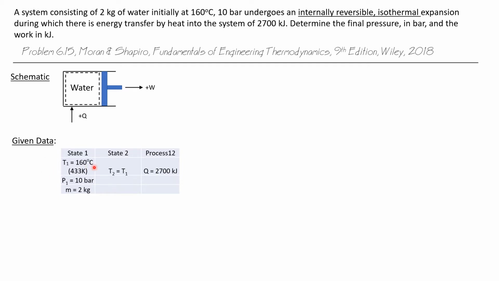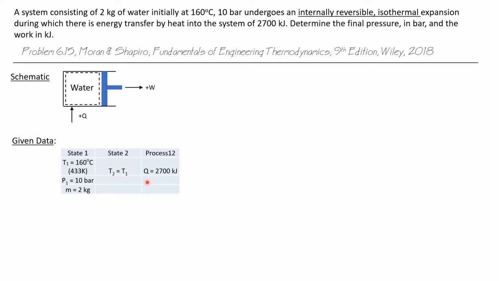The initial temperature is 160 degrees C, which is 433 Kelvin. The initial pressure is 10 bar, and the mass is 2 kilograms. Now, state 2 is at the same temperature as state 1 because we were told this was an isothermal process. And it actually means more than that. The temperature is constant at 160 degrees C throughout the process. It doesn't just start at 160 and end at 160. It's 160 degrees throughout the entire process.